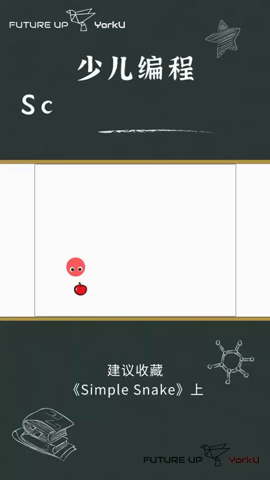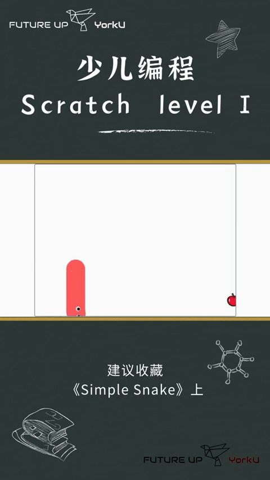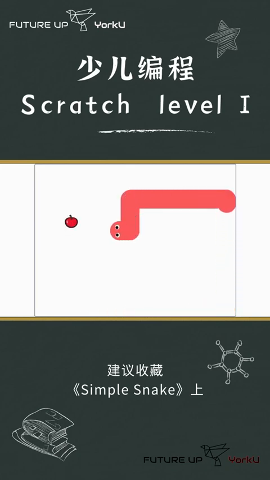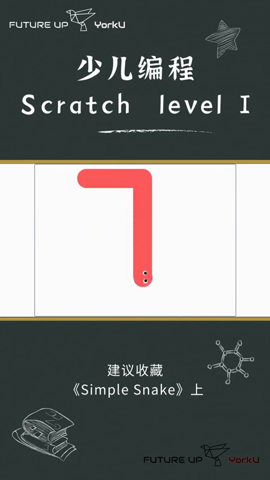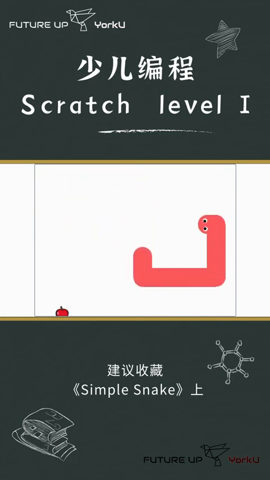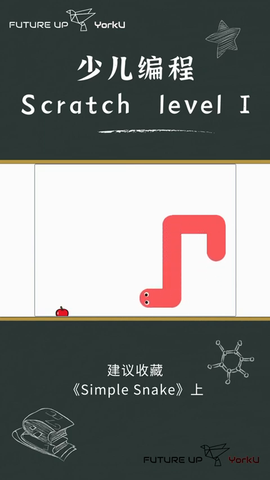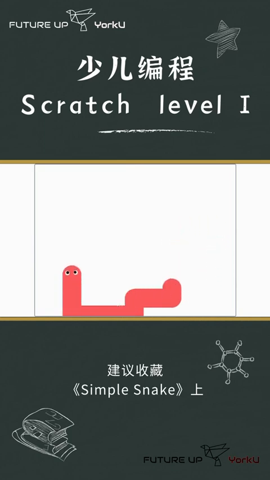So today we're gonna make a small game. It's called Snake. Basically, the snake is gonna eat the apple, and whenever it reaches the apple, the apple disappears and shows up at a random position, and also the snake is gonna increase its body size. So without further ado, let's jump into it.